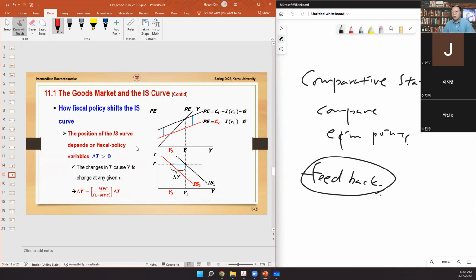So in this case, last time there was a typo. Actually, this case is not a tax cut. It is an increase in tax. That means we have a decrease in your output.